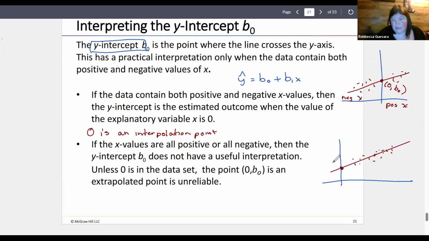This point is still a point that I can find. It's just, does it have meaning? So in this case, 0 is an extrapolated point.